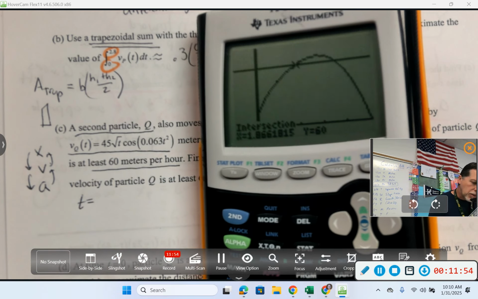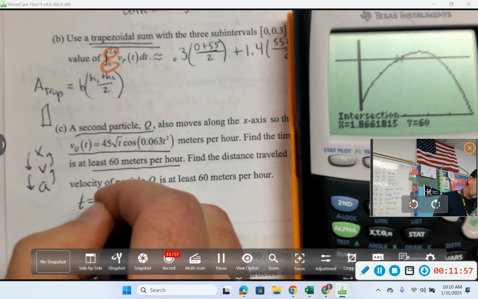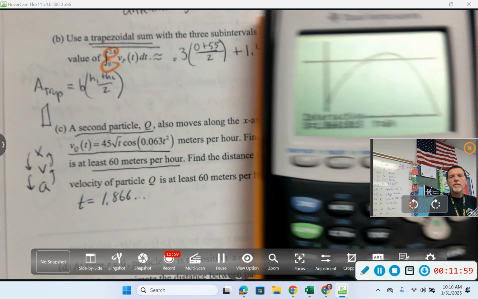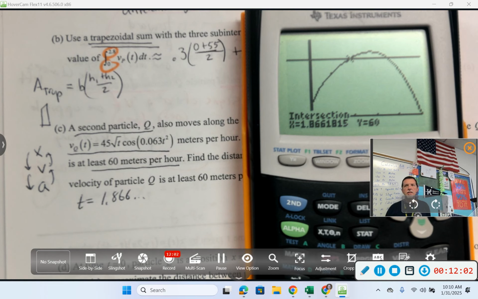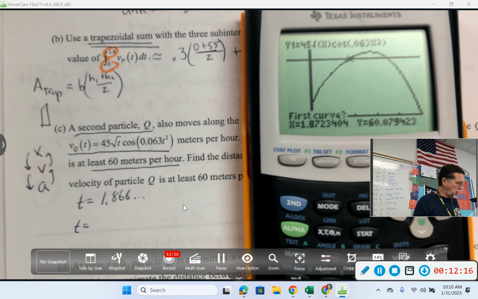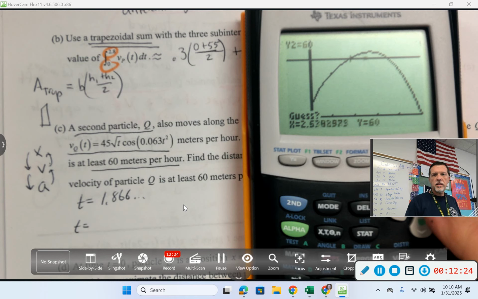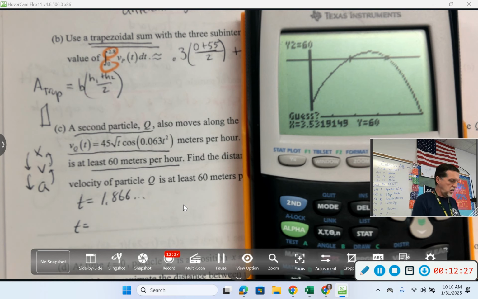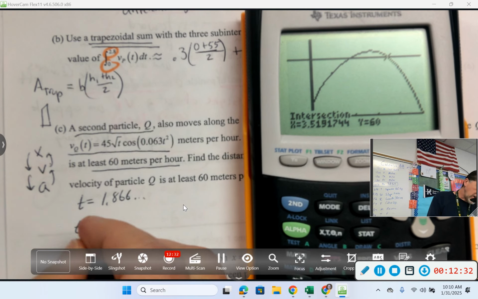So that first time is 1.866... I'll round later. And then see if you can find the second intersection. So do the same process and find that second intersection. .519.